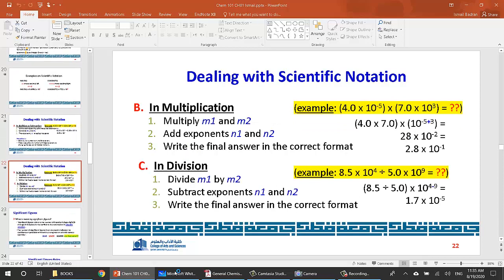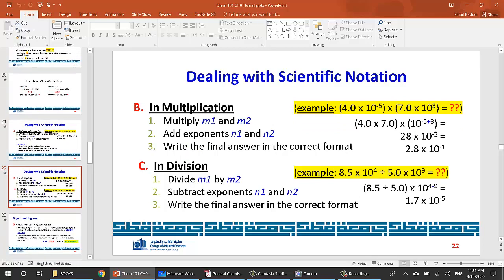Multiplication is easier, because in this case you just multiply the numbers and add the exponents. So 4.0 times 10 to the power minus 5 times 7.0 times 10 to the power 3. What you do here is multiply 4 times 7 and then add the exponents. So minus 5 plus 3 is minus 2, and 4 times 7 is 28. So the answer will be 28 times 10 to the power minus 2.